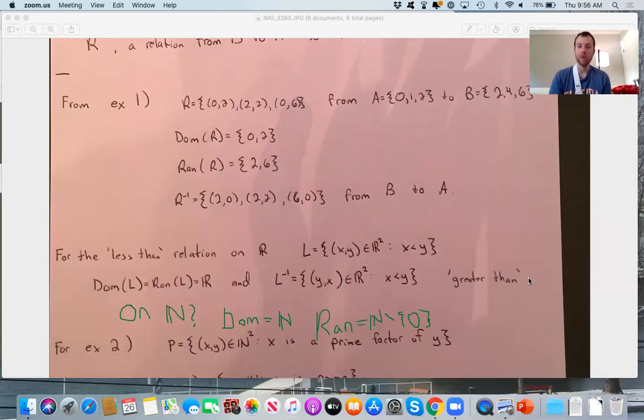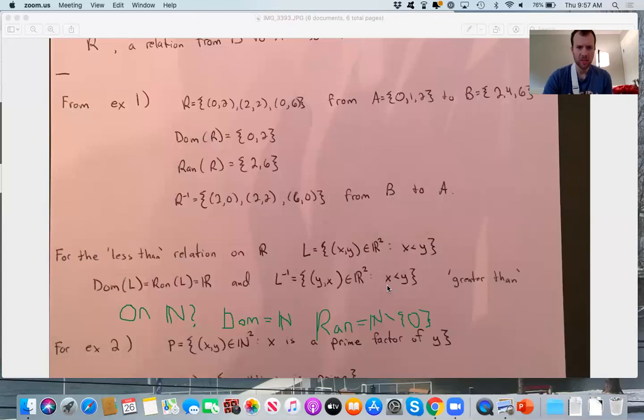Because if you have two numbers that are related one way, and you think of one as being less than the other, reversing the pair tells you that the first one is greater than the second one.